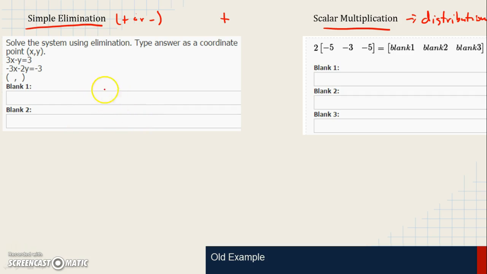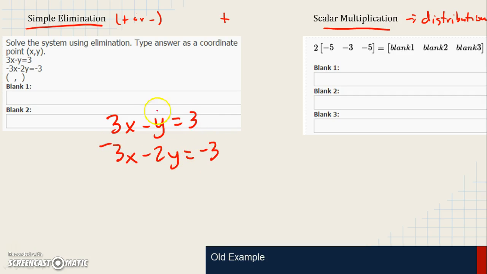So in this first example, we have 3x minus y equals 3, and negative 3x minus 2y equals negative 3, and we're solving using simple elimination. So essentially, we're looking at the two variables to see which one has opposite numbers in front as coefficients. The x variable here has a 3, and it has a negative 3. So when we add these together, 3 plus a negative 3 simplifies to 0, and 0x is just 0, so that variable has been eliminated.